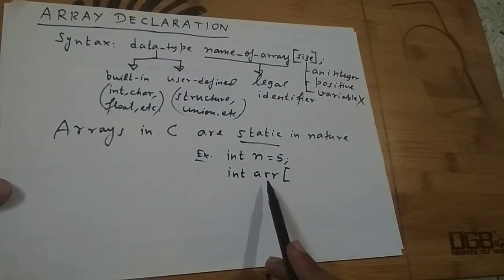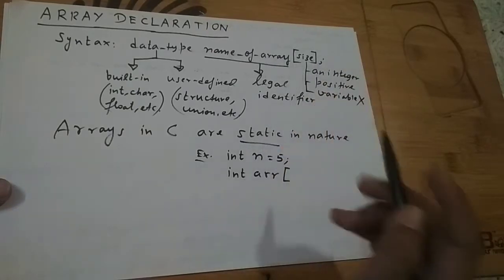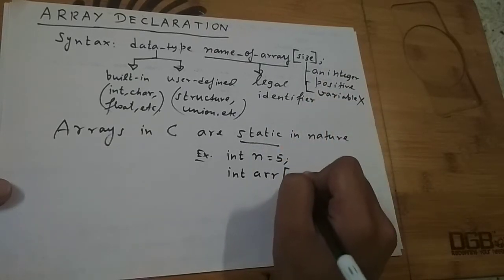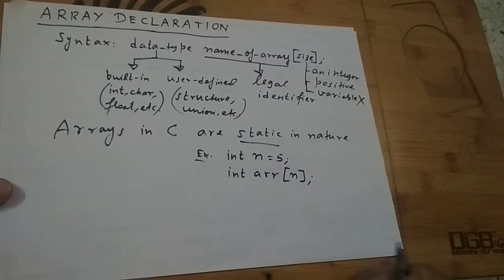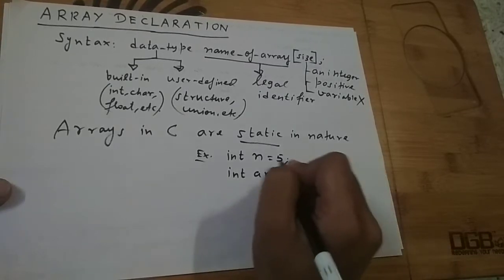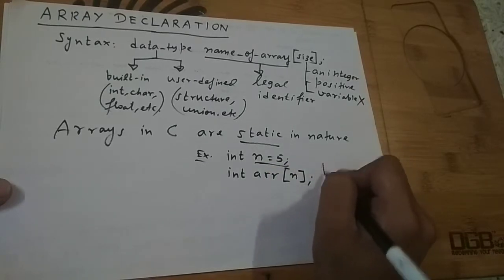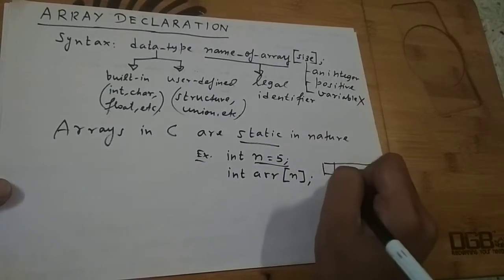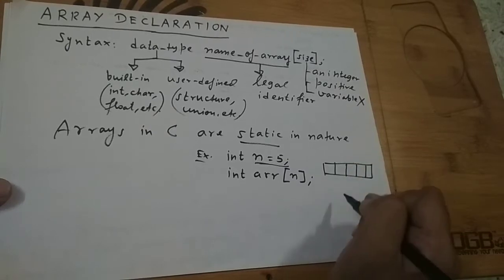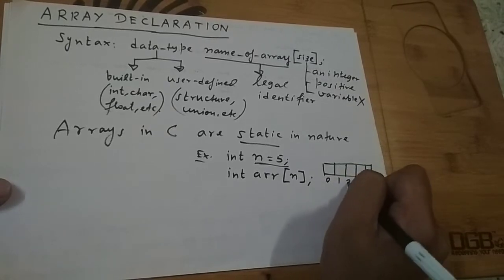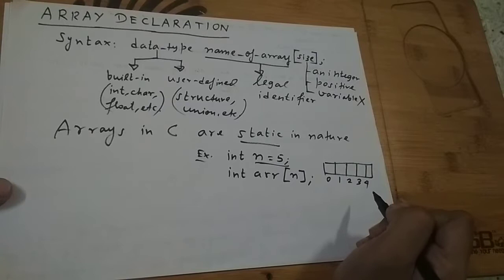ARR is a legal identifier. And then comes the size. Now, if I write the size to be n, what will be the problem? The problem that we'll face is, currently the value of n is 5. That means my array has how many locations? My array has 1, 2, 3, 4, 5 locations, starting from index 0 till index 4, right?